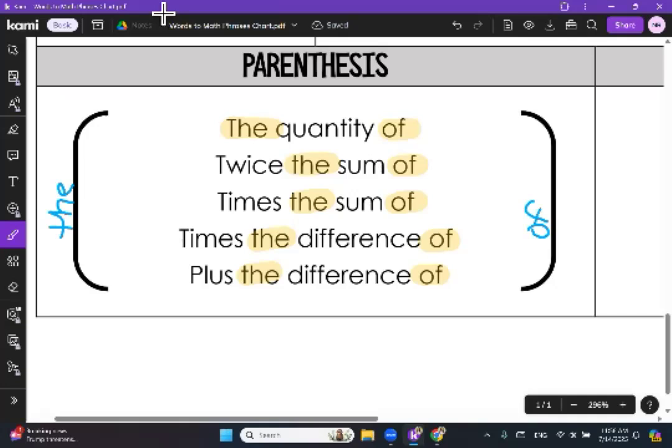Okay, now if we're talking about the quantity of this, or the sum of, the sum of, the sum of, twice the sum of, so 2 times. Remember, parentheses are already going to multiply for us, so we don't need to put a dot there. Times the difference of. Difference, what is difference? Minus. That means we're going to be subtracting something inside of the parentheses, plus the difference of, once again. Okay, so the and of: beginning, ending, parentheses, okay?